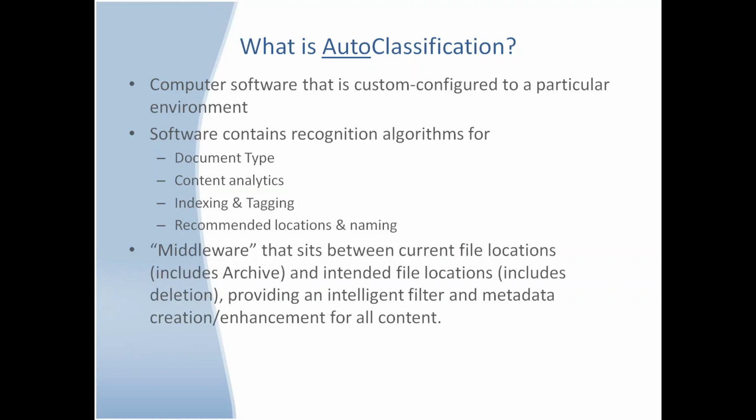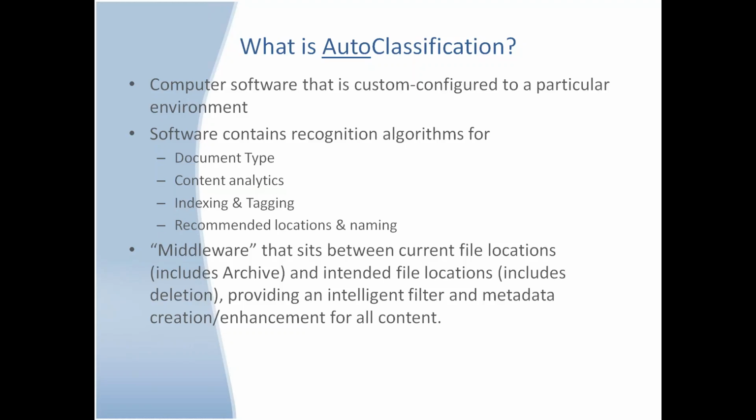So the auto-classification software is typically set up as middleware. In other words, it kind of lives between where the files currently live, probably in a somewhat disorganized state. They might be on an archive somewhere. They might be floating around an email server and lots of custodian files. They might be on desktops or even on phones. That's the sort of starting location.